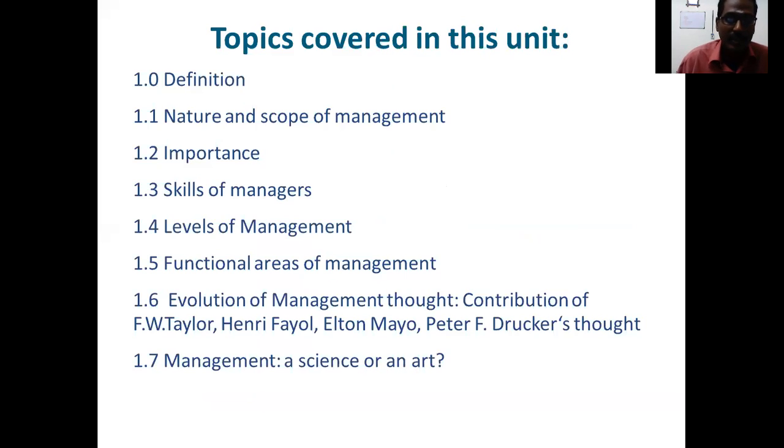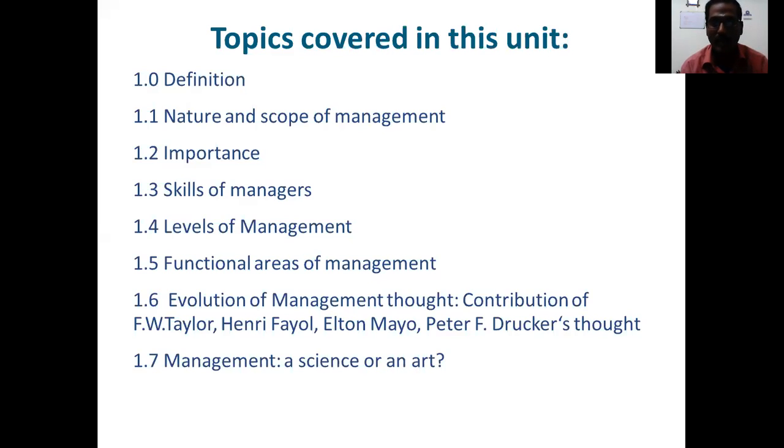definition of management, nature and scope of management, importance of management, and skills of a manager. Who is a manager, and what skills does a manager require? Levels of management: what are the different levels, like top manager, middle manager, lower level managers. Then functional areas of management. What are the areas or functions where management will be useful, like production, accounting, marketing, strategy function. Those areas we will be learning.